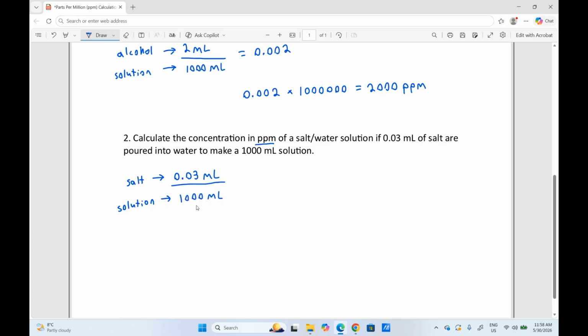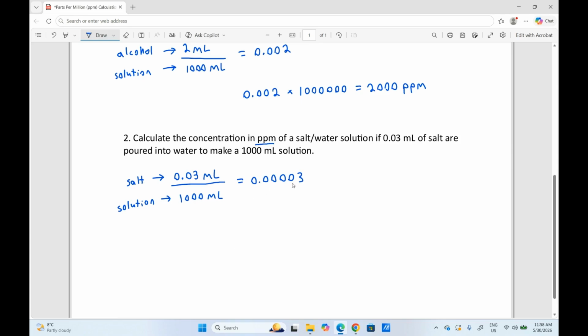I'm going to now divide the two. Since my units are the same, that's excellent. 0.03 divided by 1,000 is going to be 0.00003. And that's my concentration of salt to the total solution.